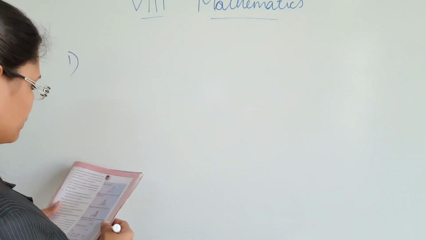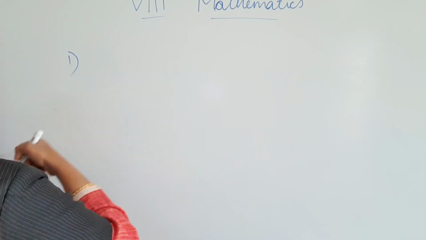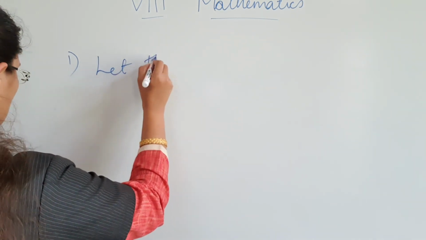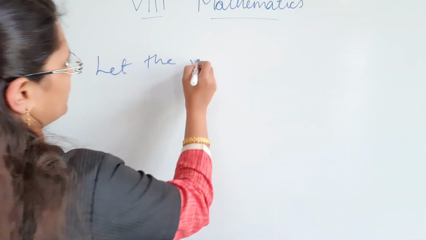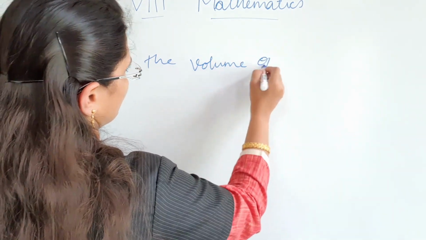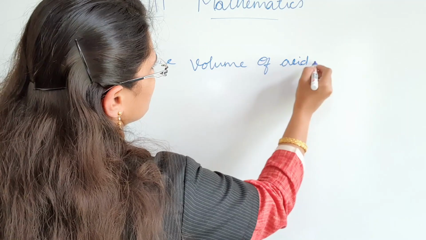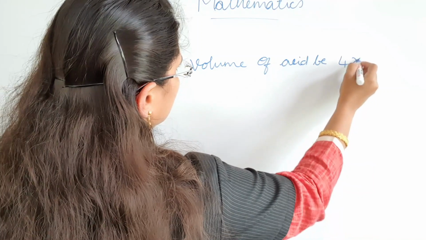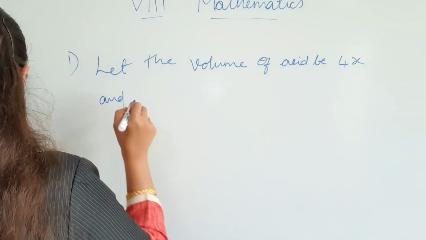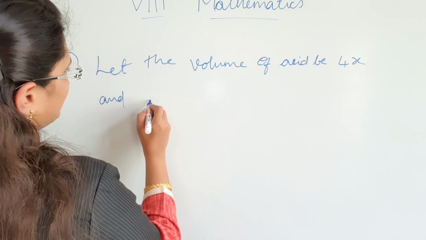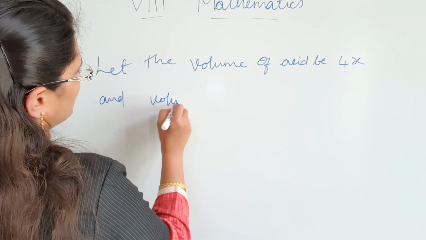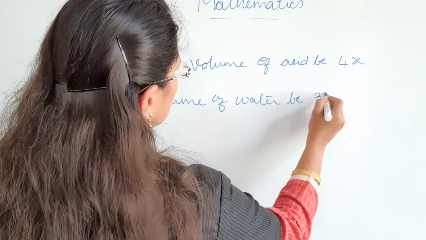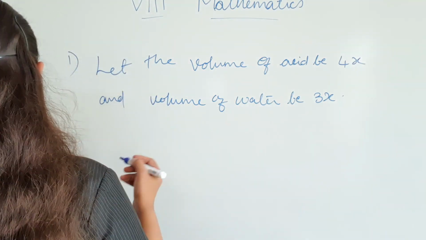So how to do this? Let the volume of acid be, 4:3 is the ratio, right? So you can write, let the volume of acid be, what is the ratio? 4:3. So 4x, and volume of water be 3x. Then what is given?